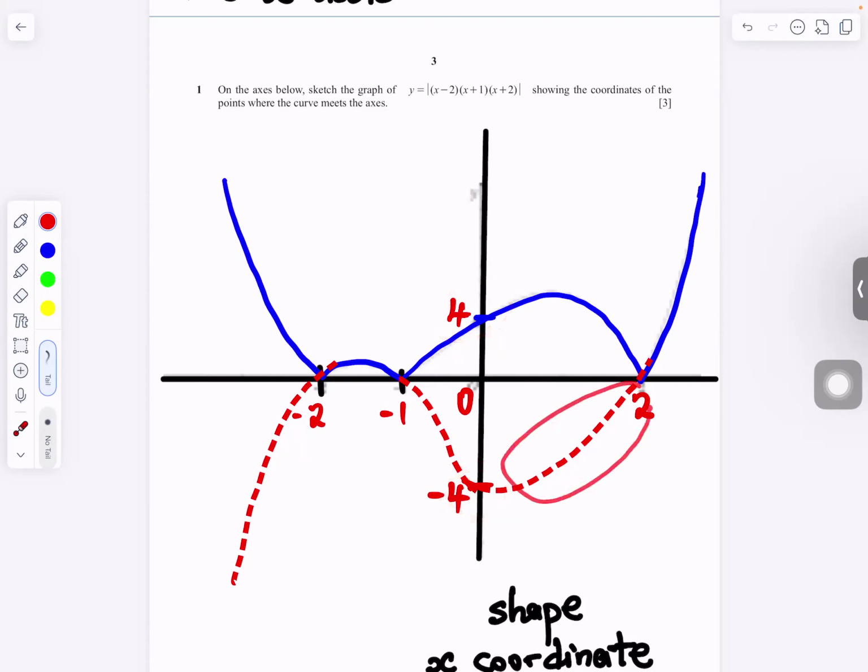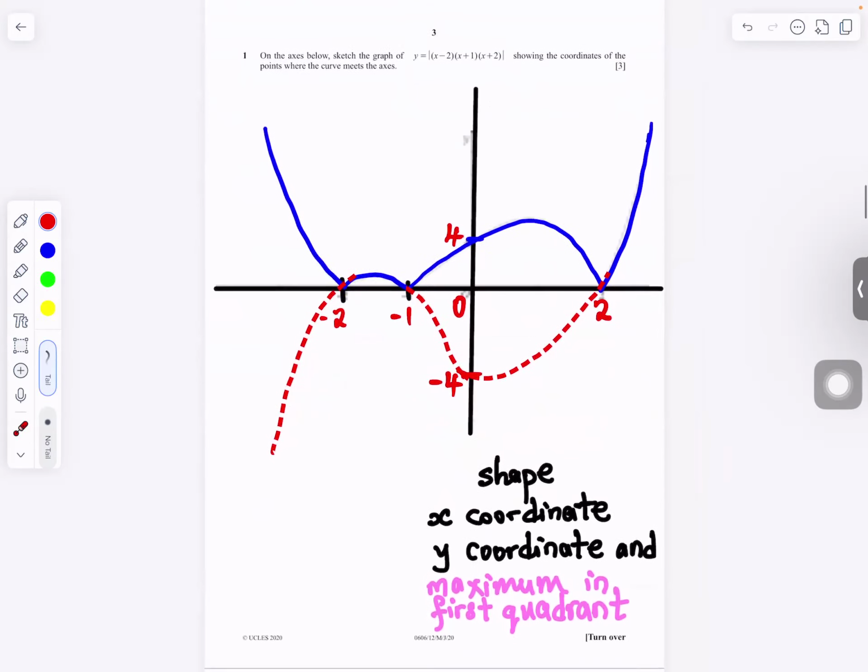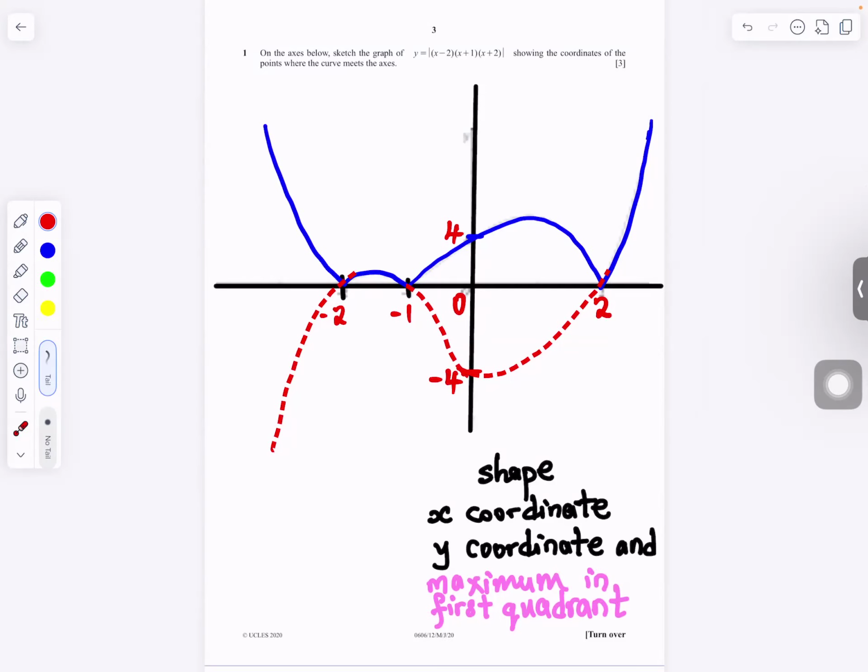And this curve part is below. We move it to the top. So now the blue curve is the correct graph. And this is how they mark it in the exam for the 3 marks. They want to see that your shape matches the blue shape, with everything above the x-axis.